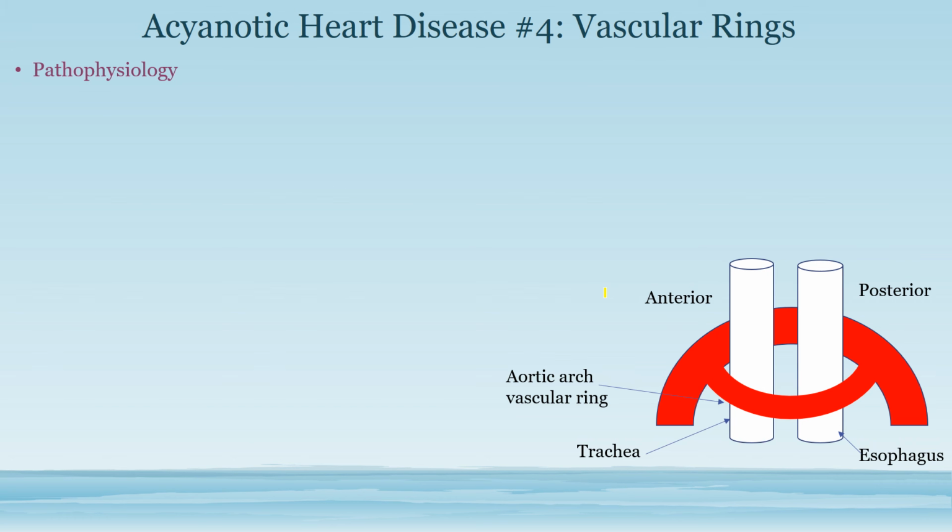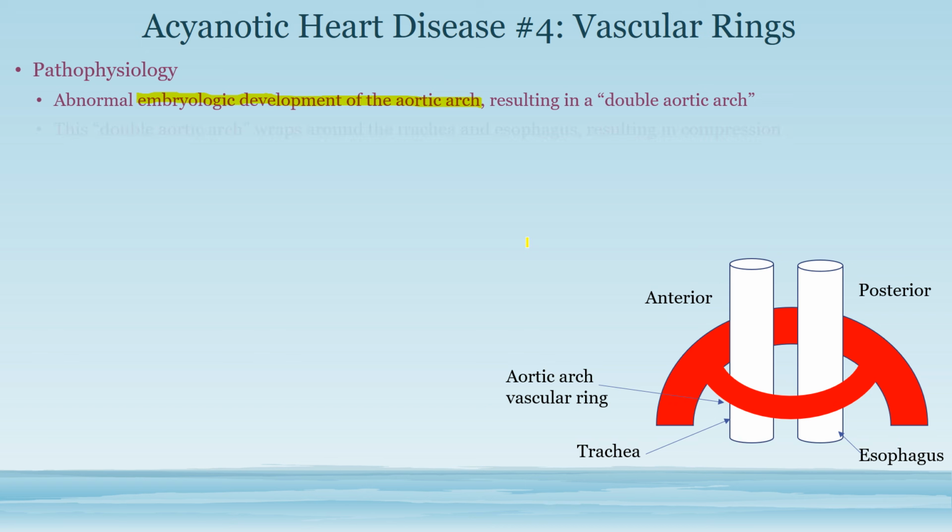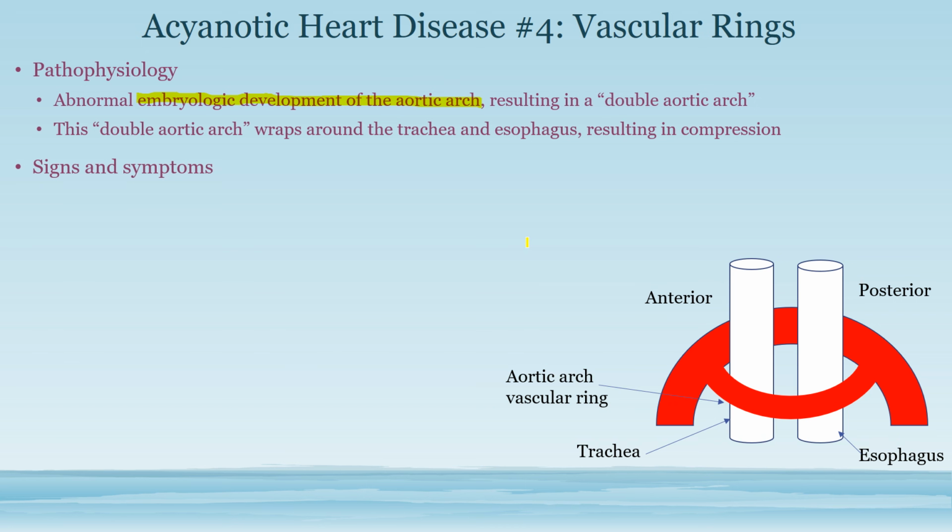So now we have our next acyanotic heart disease, vascular rings. So let's talk about what's going on here. This is when you have an abnormal embryologic development of the aortic arch, causing a double aortic arch. So you have one right here and another one right here. But the problem is, look what happens. They wrap around the esophagus and the trachea. So this wraps around these two, causing compression, and this is where the symptoms arise.